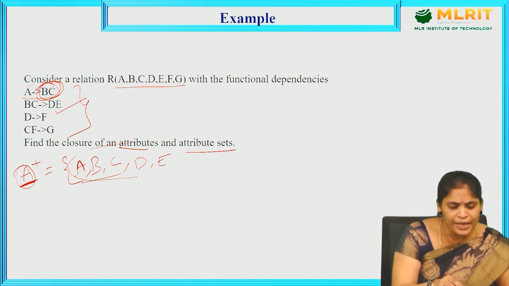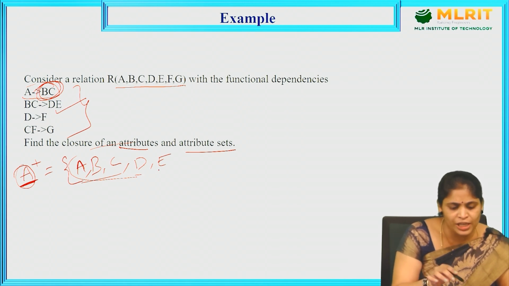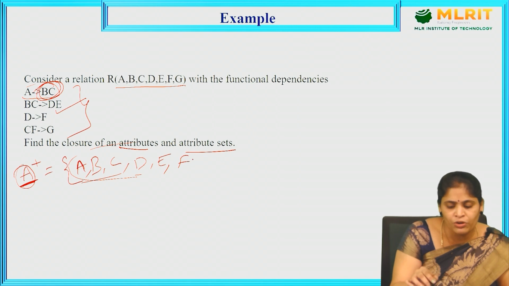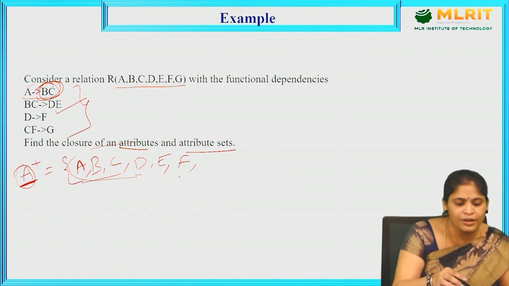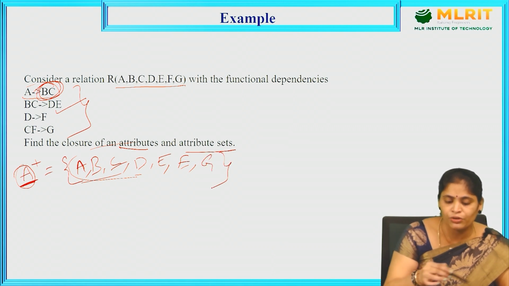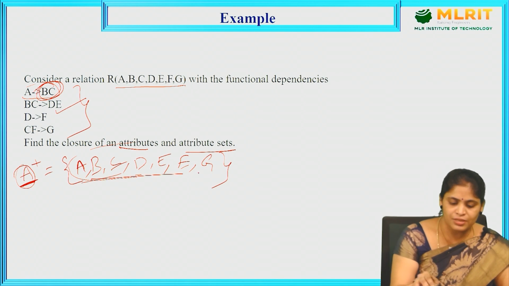That means AB derives anything? No. BC derives D, that we have already included. Next, D derives F, D uniquely derives F. So we can include F also. Right. Next, CF derives what? G. So we have to include G. So in this way we have to obtain some more attributes.